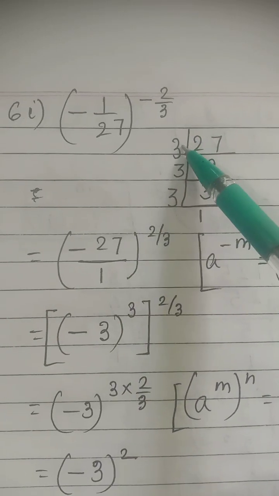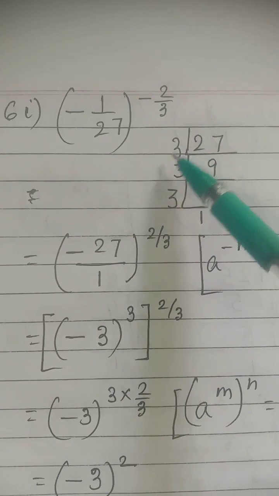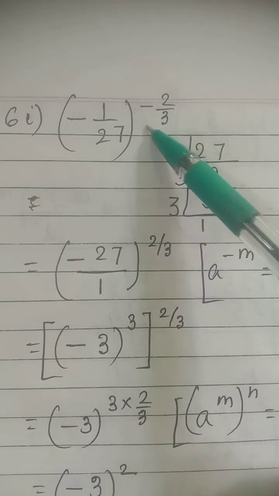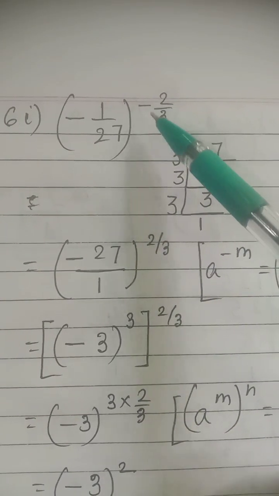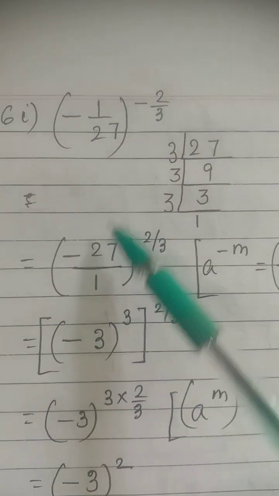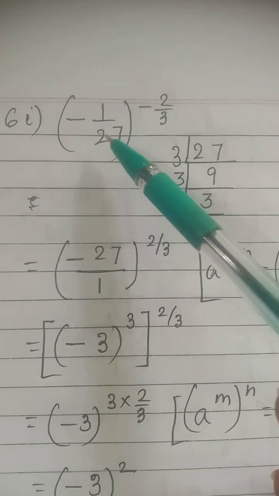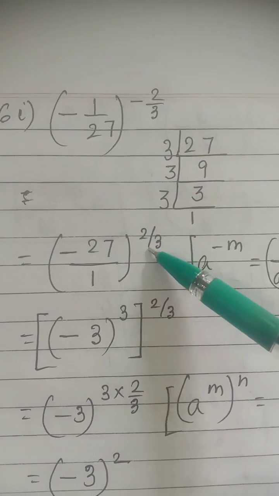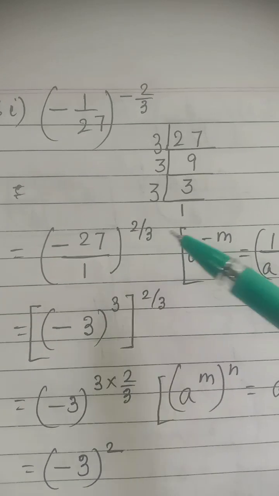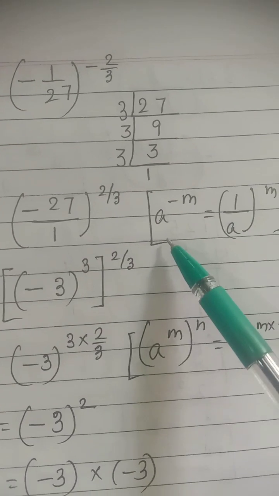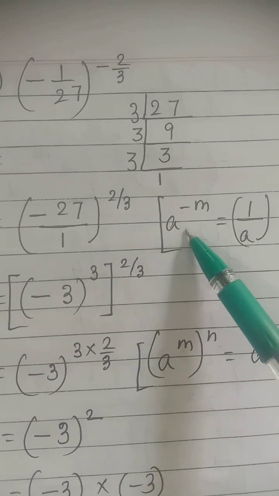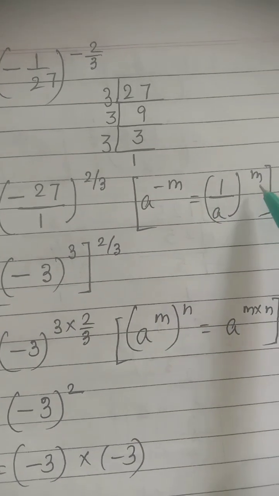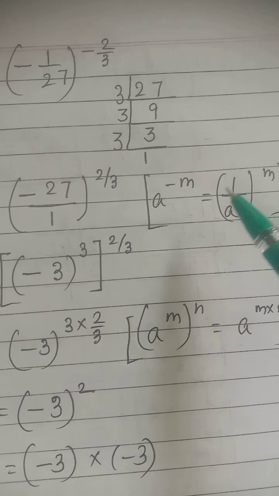But before we write it as 3's cube, since here the power is negative, to make it positive we'll just take the reciprocal of the base. We'll write it as (-27/1) whole to the power 2/3. Why? Because the law of exponent is there: a to the power -m is equal to (1/a) whole to the power m.